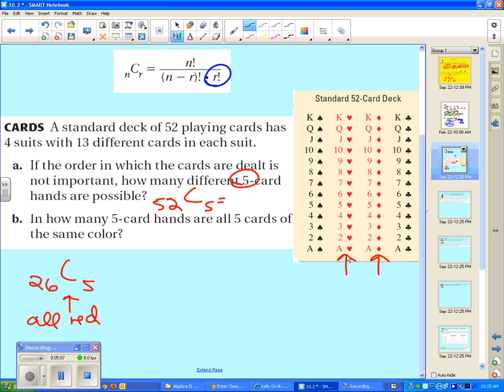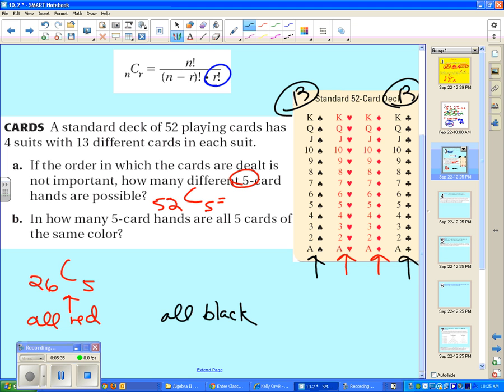How else could I get a hand that's all the same color? Black, right? So I want all black, meaning that I could have either spades or clubs. By the way, how many are there of each suit? 13. These are important things that you're going to need to know in order to be successful this chapter. There are 13 cards in each suit, 52 cards total for a deck.